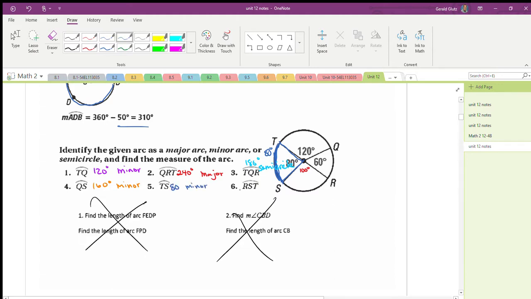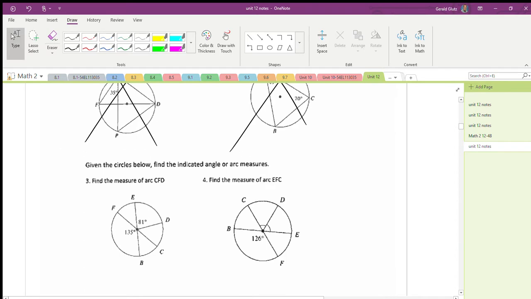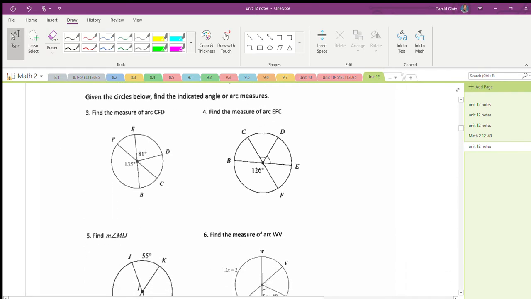And then finally our last one, RST. So R to S to T. So again, this is 100 because we already figured that out. So 100 plus 80 would be 180. So it's 180 degrees, and again, it's a semicircle. So semicircle just means half a circle. We're going to skip these next 2 examples and the pictures and go on to number 3.